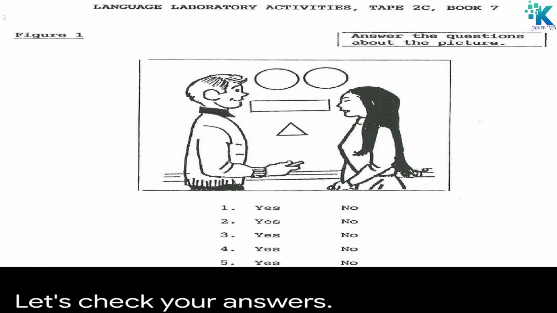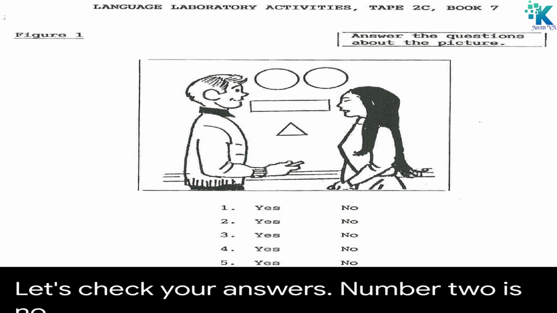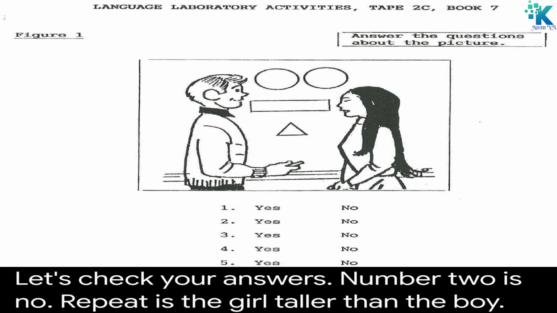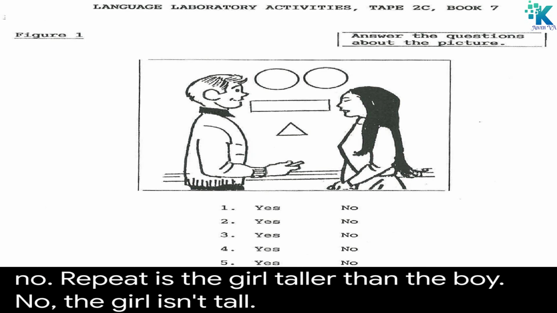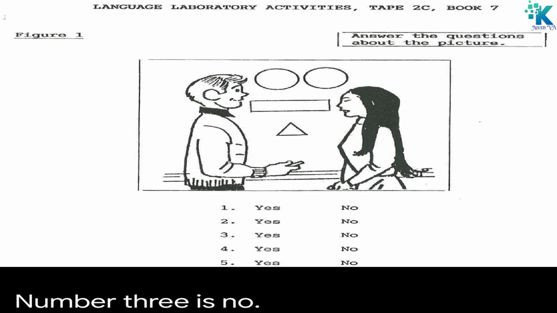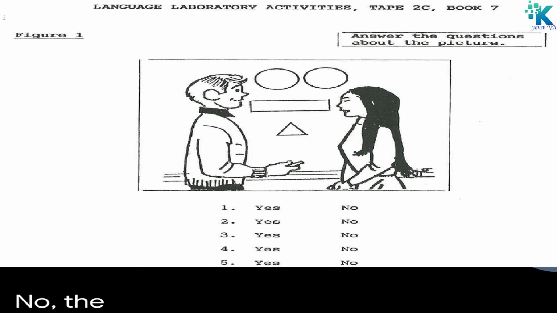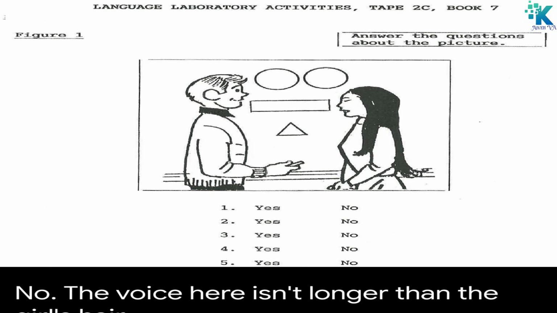Let's check your answers. Number 2 is no. Repeat. Is the girl taller than the boy? No, the girl isn't taller than the boy. Number 3 is no. Repeat. Is the boy's hair longer than the girl's hair? No, the boy's hair isn't longer than the girl's hair.